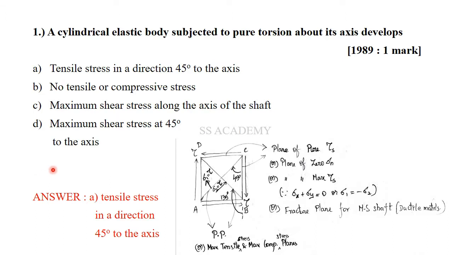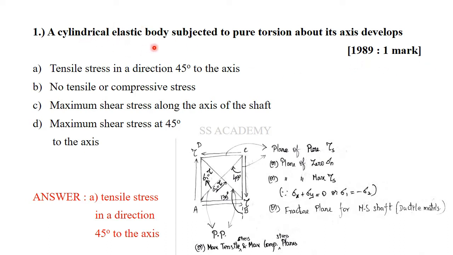A cylindrical elastic body subjected to pure torsion about its axis develops. The options are: tensile stress in a direction 45 degrees to the axis, no tensile or compressive stress, maximum shear stress along the axis of the shaft, maximum shear stress at 45 degrees to the axis. This question was asked in the 1989 GATE question paper for one mark.